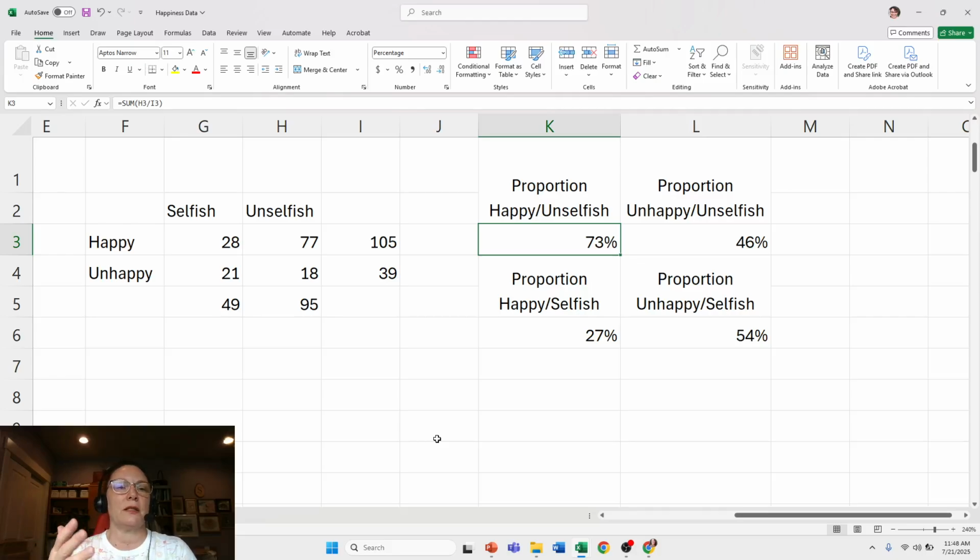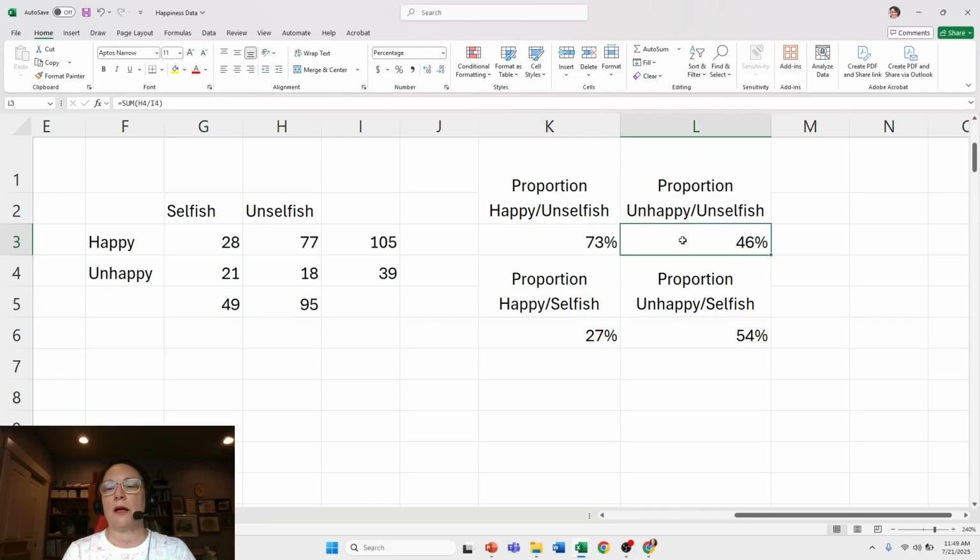So on this one, I told it H3 divided by I3. It's weird that it's not highlighting it, honestly. So that's going to take the proportion of happy people, so I'm on the row for happiness, who you characterize as unselfish, and divide that by the total number of happy people. That way I'm getting the proportion of happy people who you characterize as unselfish, and that turned out to be 73%.